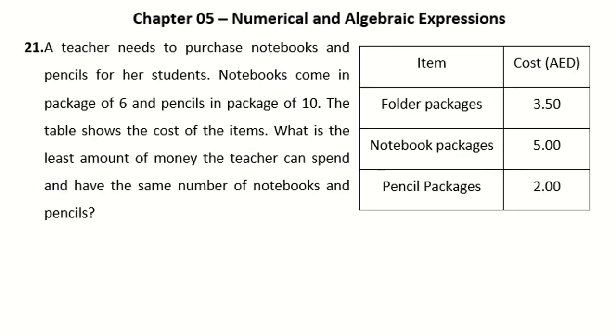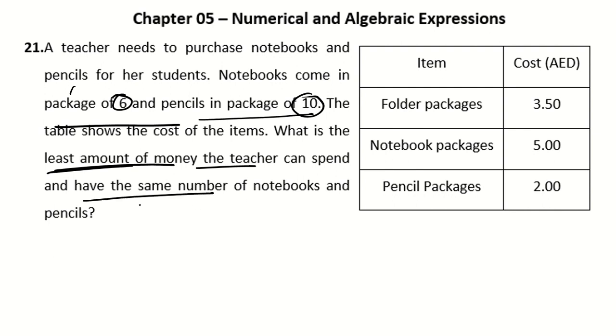Now another question with the table. A teacher needs to purchase notebooks and pencils for her students. Notebooks come in package of 6 and pencils in the package of 10. Means in one packet there are 6 notebooks and in one packet of pencil there are 10 pencils. The table shows the cost of the items. What is the least amount of money the teacher can spend and have the same number of notebooks and pencils?